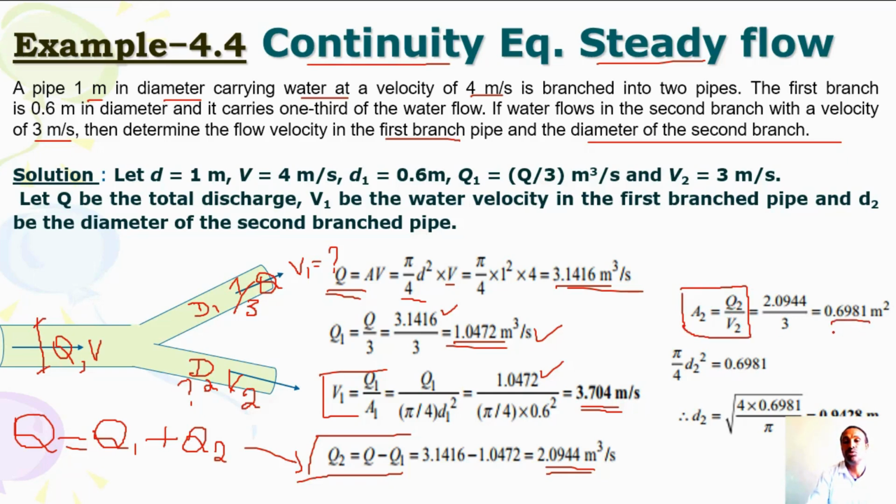Then you simply substitute the values. The velocity is already given for the second pipe, it is 3 meters per second, which is this one. This is a given quantity, so you simply set pi over 4 d2 squared equal to this one. Then D2 will be this result. So this is the second diameter of the pipe. So I think this is all about today's tutorial.